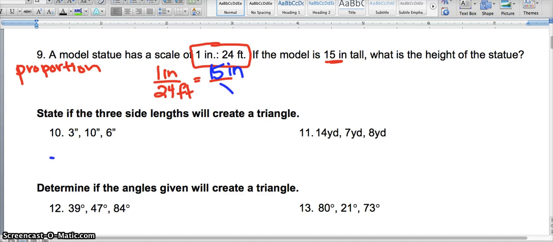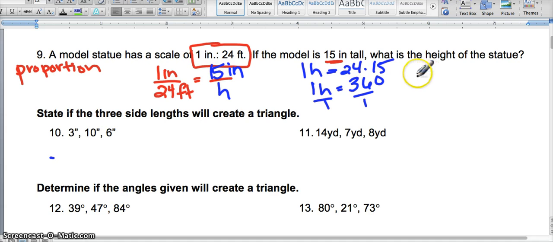I'm going to use h for the height of the statue. Put in h right here. And now we need to use those cross products to solve. 1 times h equals 24 times 15. Uh-oh, I have 24 times 15 written down on a key somewhere, but I don't have it with me. Aha! 1h equals 360. Divide both sides by 1, and h equals 360 feet. That's how tall the statue would be.